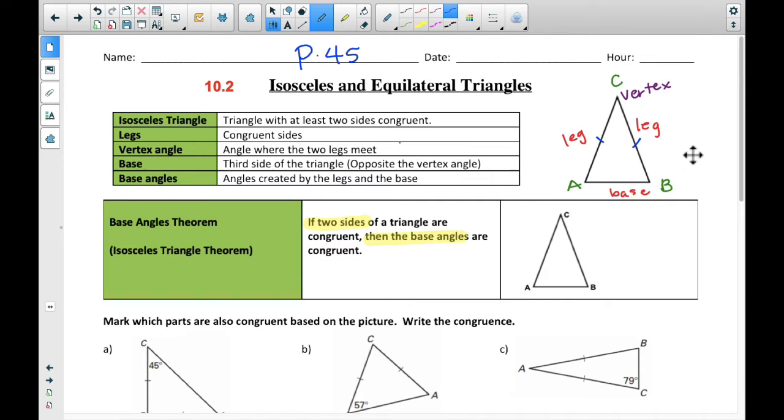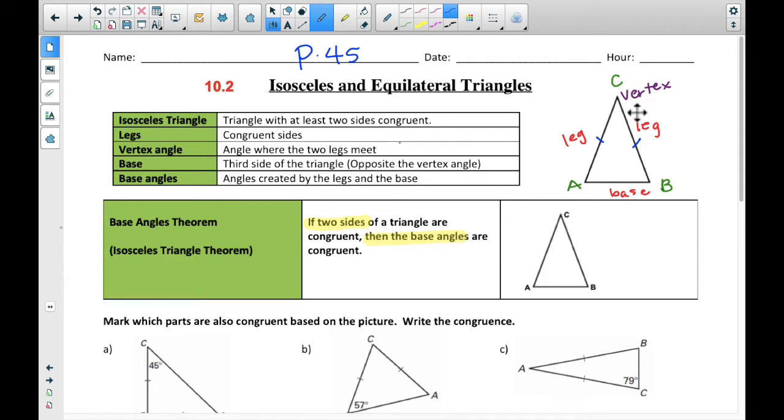So in this video, we're going to be talking about isosceles and equilateral triangles. This is a diagram of an isosceles triangle. A definition is a triangle with at least two sides that are congruent. That's why I marked these on the legs, that those are congruent. That little hash mark means that they're congruent. The ones that are congruent are called the legs. The one that's not congruent is called the base. So we have two legs and one base.